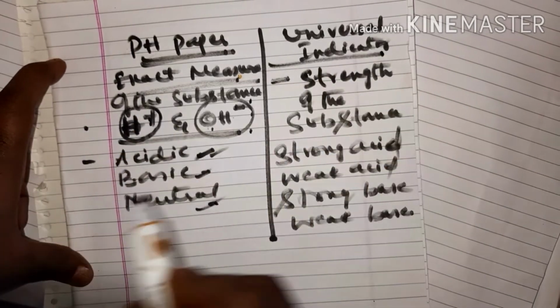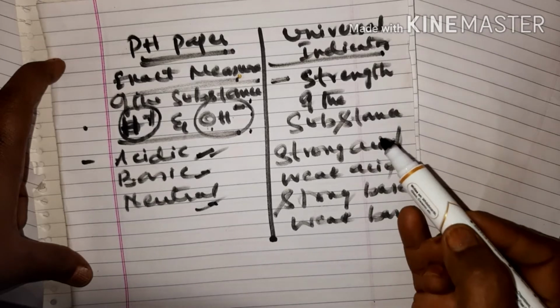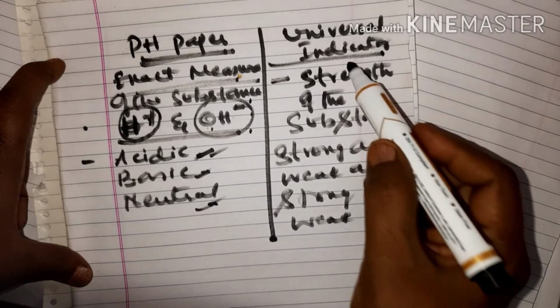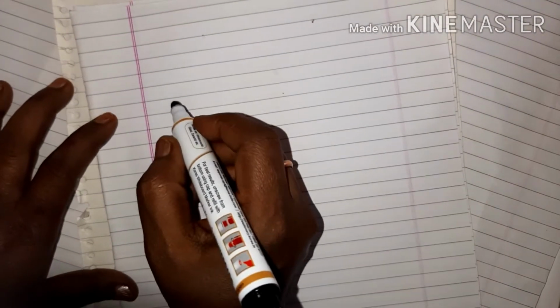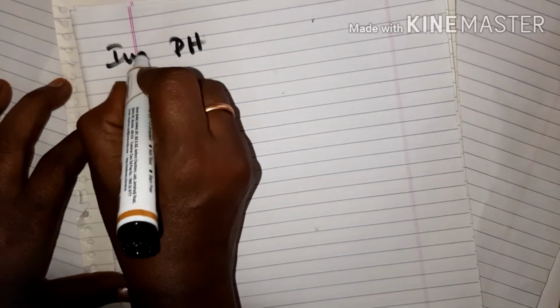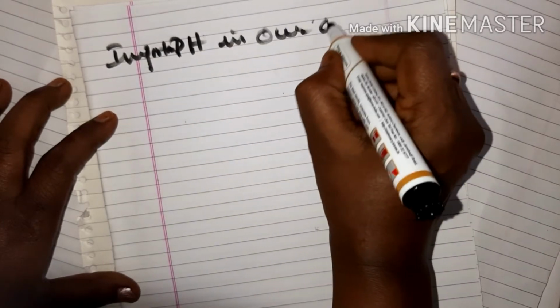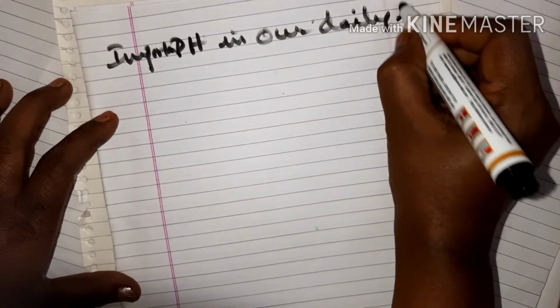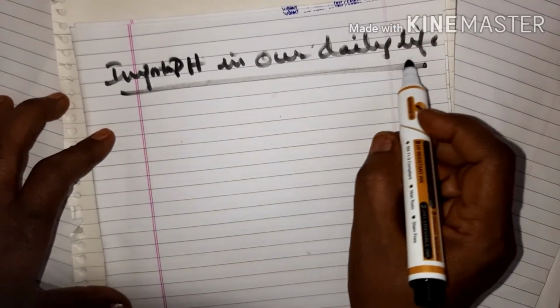What about universal indicator? It tells whether a substance is strong or weak. So that we call it as universal indicator. Now we shall see a very important part of this concept, that is pH, or the importance of pH in daily life. So how is pH useful in day-to-day life, children?